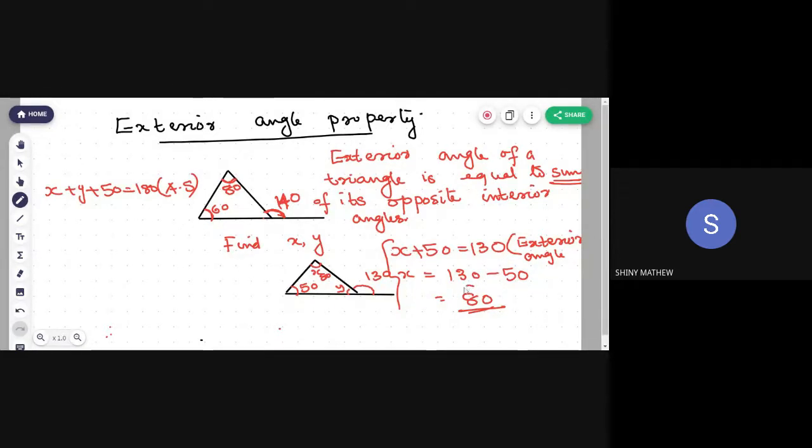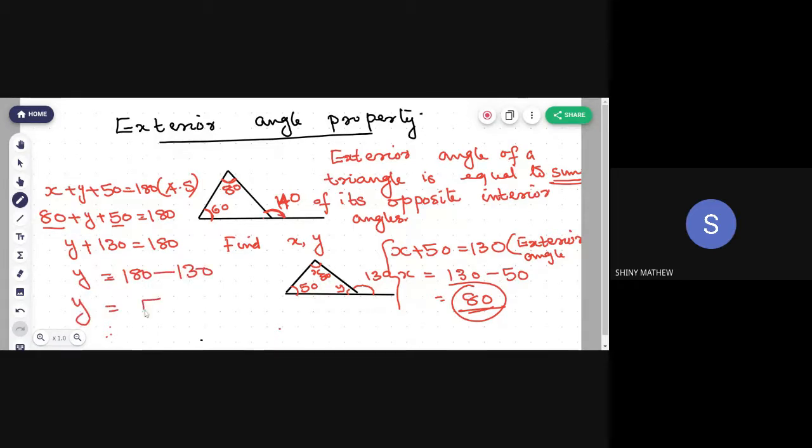ഇവിടെ എക്സിന്റെ വാല്യൂ വി ഹാവ് ഓൾറെഡി ഫൗണ്ട്, ദാറ്റ് ഈസ് 80. അപ്പോൾ ഈ എക്സിന് പകരം നമുക്ക് 80 കൊടുക്കാം. 80 പ്ലസ് y പ്ലസ് 50, ദാറ്റ് ഈസ് ഈക്വൽ ടു 180. ഇനി ദിസ് 80 ആൻഡ് 50 വി ക്യാൻ ആഡ്, ദാറ്റ് ഈസ് 130. ആൻഡ് so we can write y plus 130 is equal to 180. From there y is equal to 180 minus 130, that is y is 50. So value of y is equal to 50.